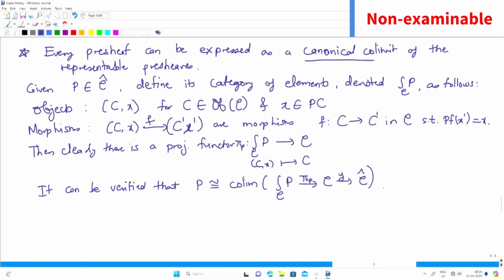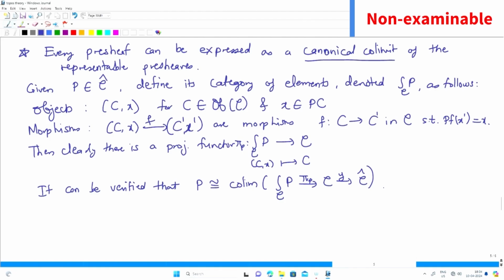The proof proceeds via some Kan extensions essentially, but I'm not going to give you the details. The point is that every presheaf can be expressed as a canonical colimit of representables. So the presheaf category also has this nice property, which is heavily used in the proofs in topos theory. Okay. Any questions so far?